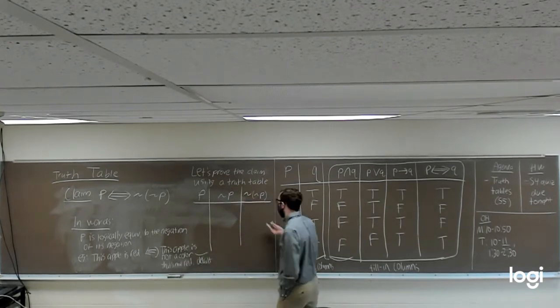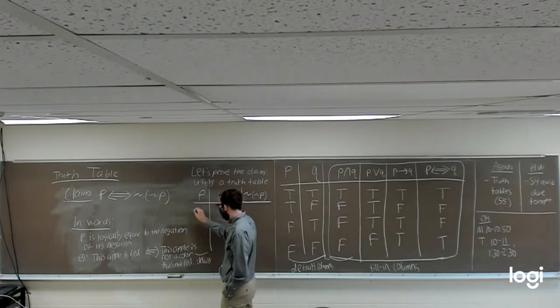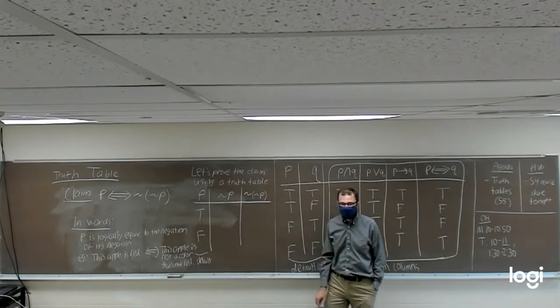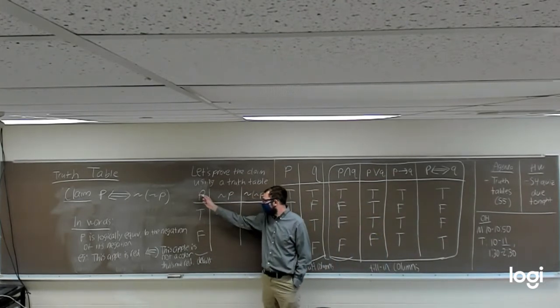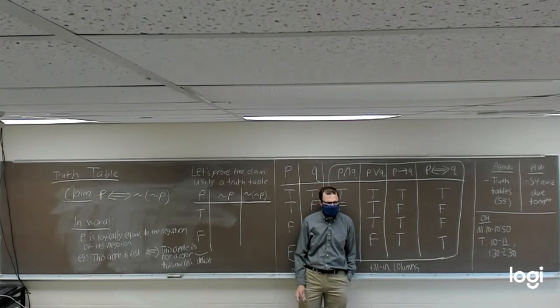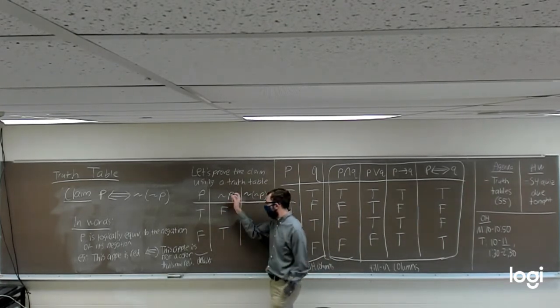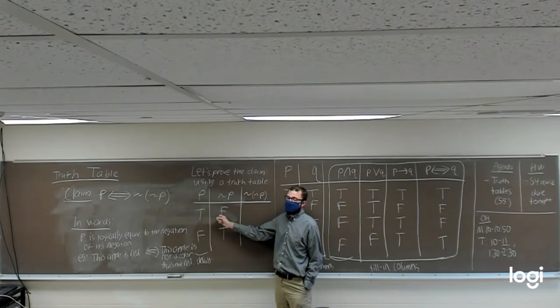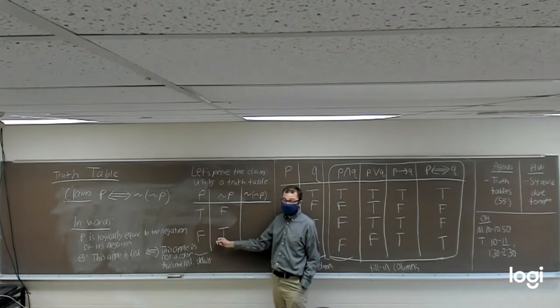Just as in the original table that I erased, P can only be one of two things, true or false. If the P column is true, false, what would the column for negation of P look like? False, true. That's going to be false, true, because if P is true, negation of P has to be false. If P is false, negation of P has to be true.